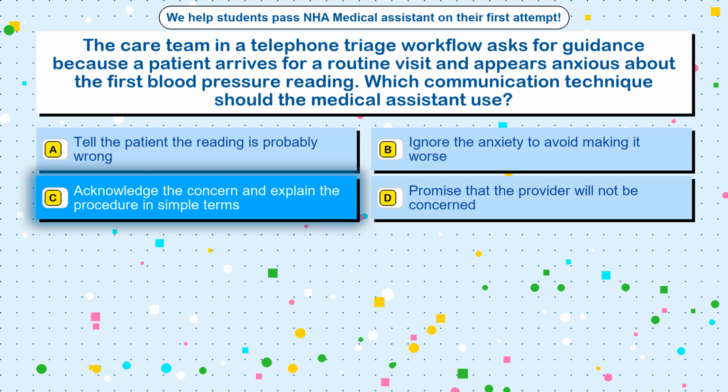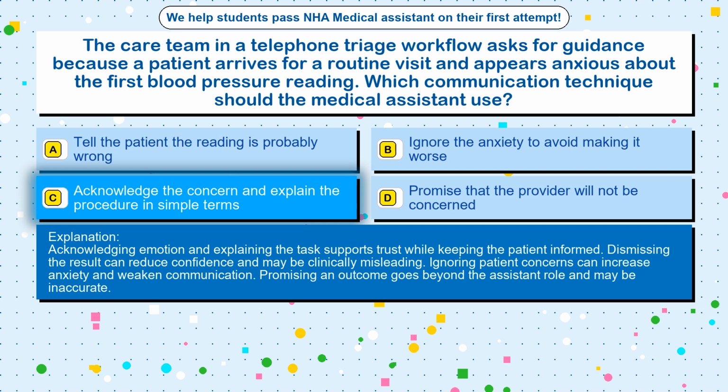The correct answer is option C. Acknowledge the concern and explain the procedure in simple terms. Acknowledging emotion and explaining the task supports trust while keeping the patient informed. Dismissing the result can reduce confidence and may be clinically misleading. Ignoring patient concerns can increase anxiety and weaken communication. Promising an outcome goes beyond the assistant role and may be inaccurate.